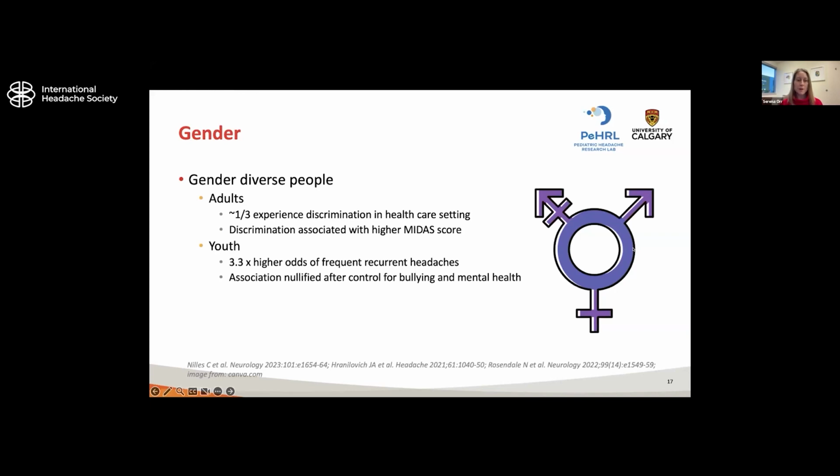In youth, last year, we published a study looking at gender diversity and recurrent headaches in Canadian adolescents, and we had a weighted sample of over 2 million kids. And we found that gender diverse adolescents had a 3 times higher odds of having frequent recurrent headaches compared to their peers. But then we tried to control for things that we think may confound that, looking at bullying exposure and mental health. And once we adjusted for bullying exposure and mental health, the association between being gender diverse and having frequent recurrent headaches wasn't there anymore, suggesting that it may not be the fact that you're gender diverse that you get more headaches, it's the psychosocial environment that you're exposed to that may increase the risk.